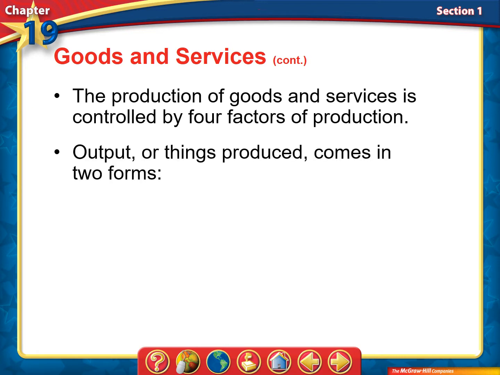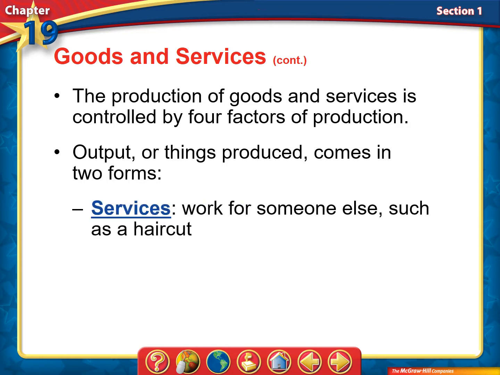First off, things produced, economists use the term output. So the output of your jelly donut shop is your jelly donuts. So that's the thing you produce. And it comes in 2 forms. It can be a service. Maybe if you decide to cut hair for a living, you would be providing a service that has value. And that, of course, is work performed by a person for someone else.